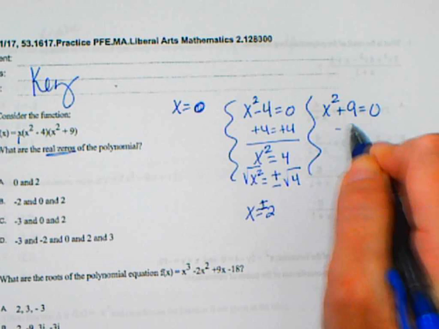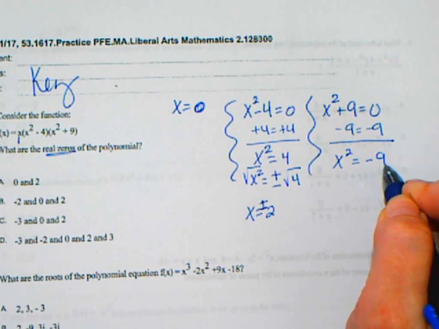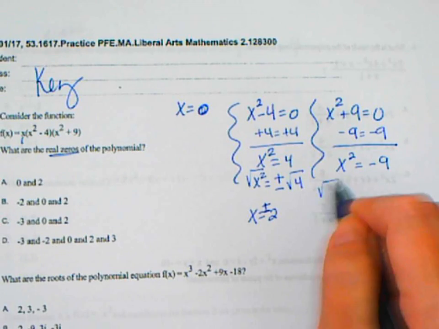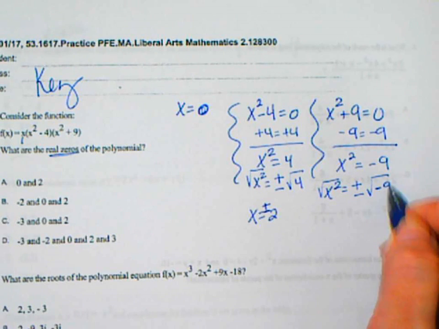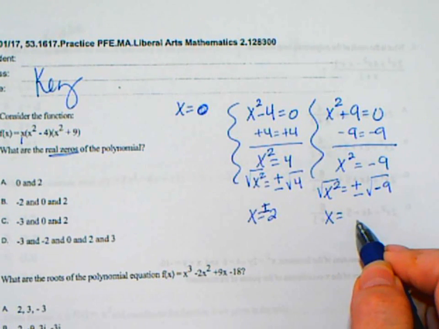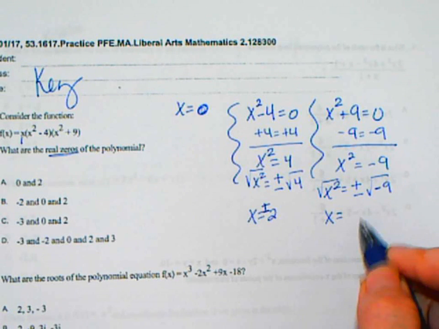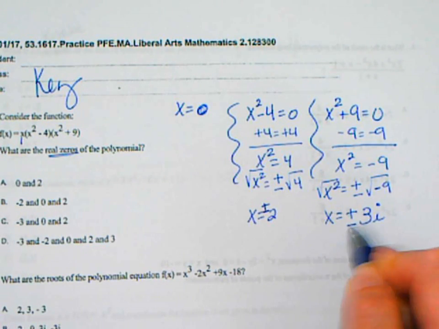Over here, we'll subtract 9 from both sides. x squared equals negative 9. Take the square root of both sides. Make sure you take the positive and negative square root of negative 9. What's the square root of negative 9? Negative 3? Nope. What's the square root of 9? 3. What's the square root of a negative? i. So this would be positive 3i and negative 3i.